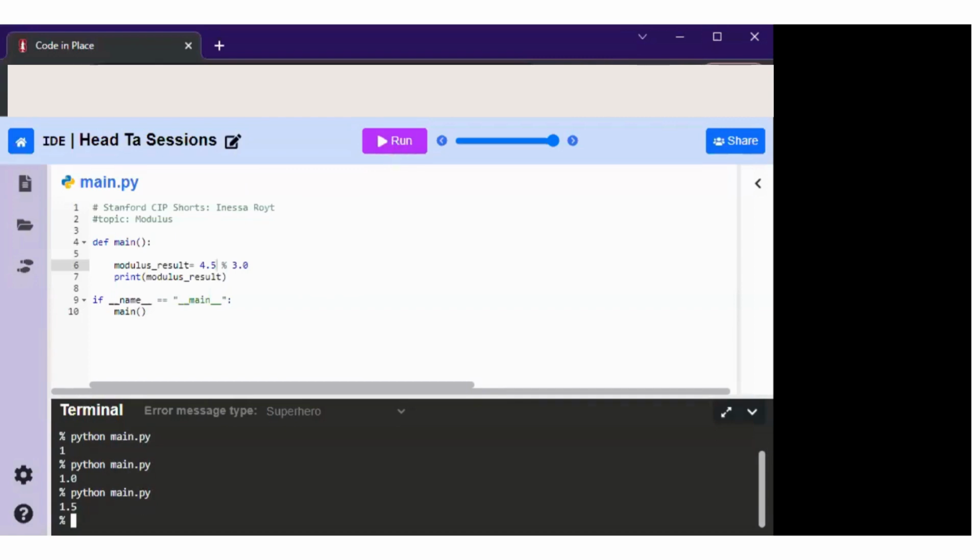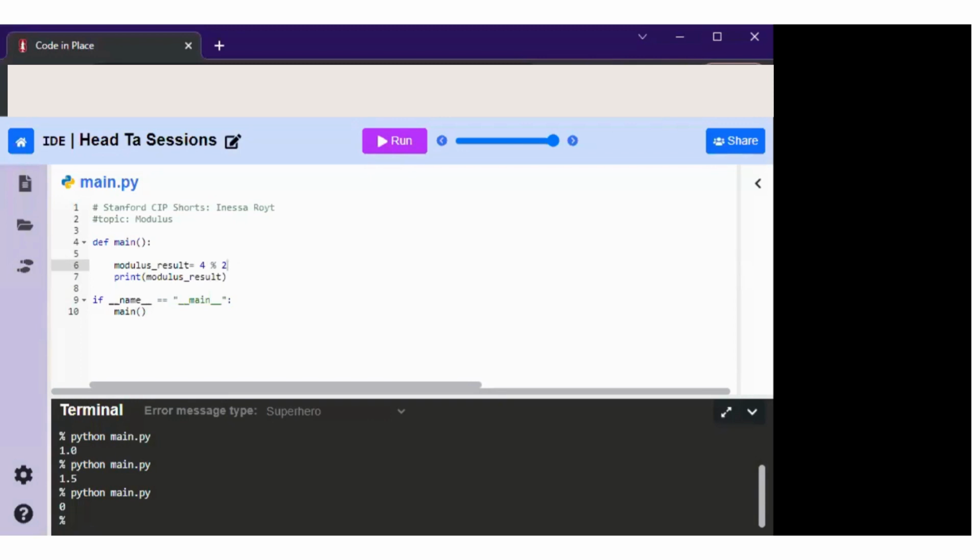So how might people use modulus in real world problems? One popular way to use it is to see if a number is odd or even. And I can show you that as well. So if you do 4 modulus 2, the remainder is 0. So that is an even number.